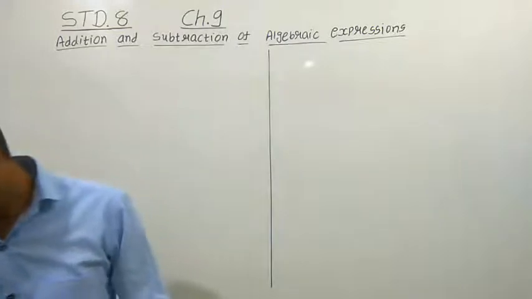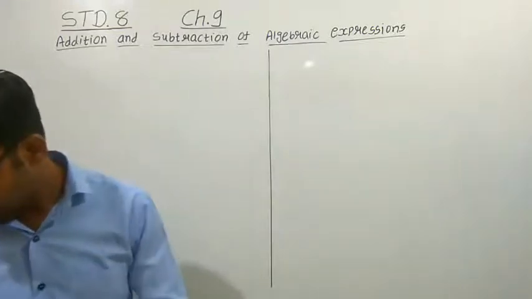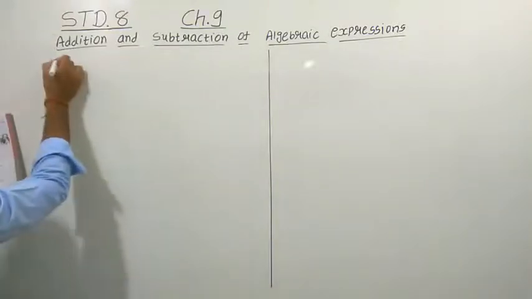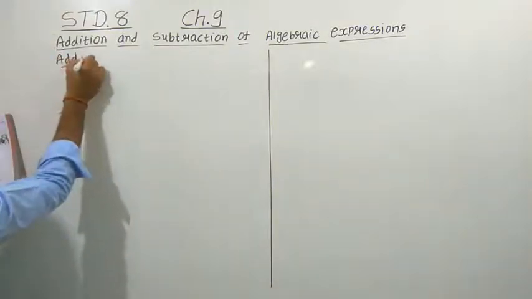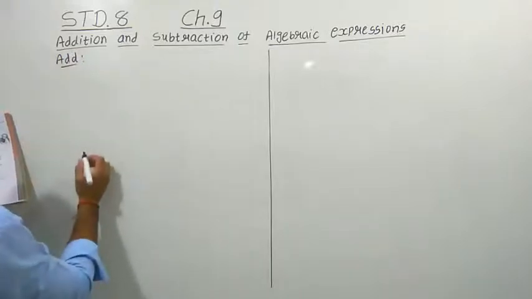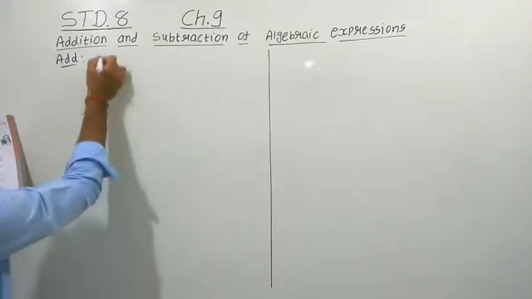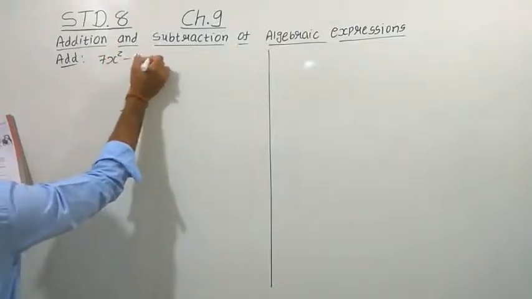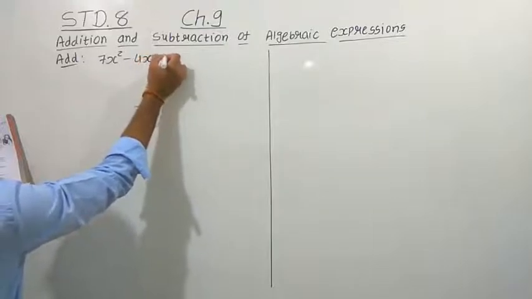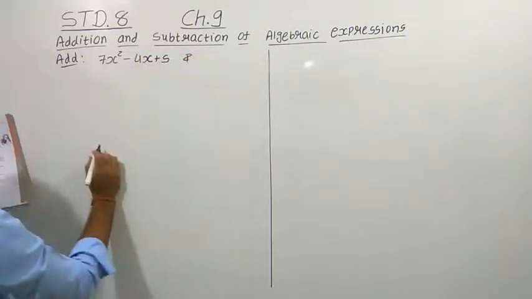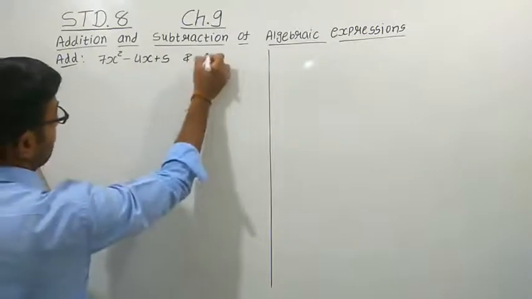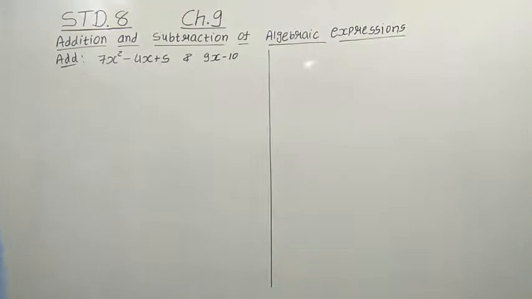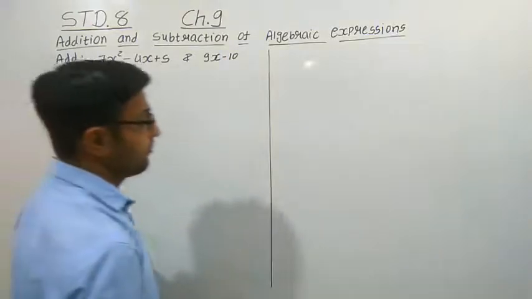See, here let us take one example, where we have to add the two expressions. One is 7x square minus 4x plus 5, and another is 9x minus 10. We have to add both these algebraic expressions.